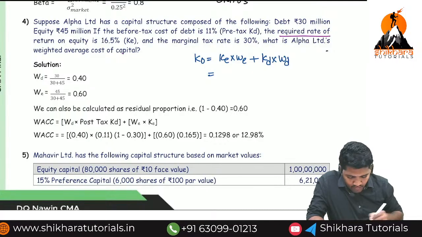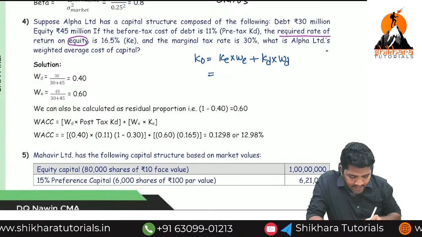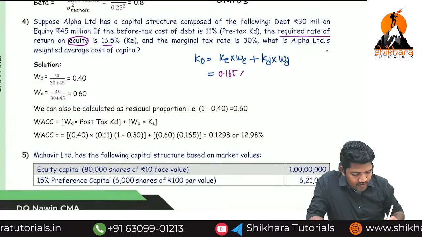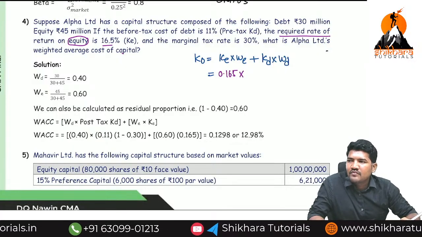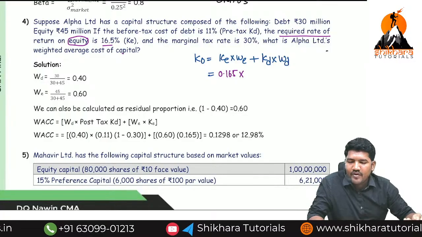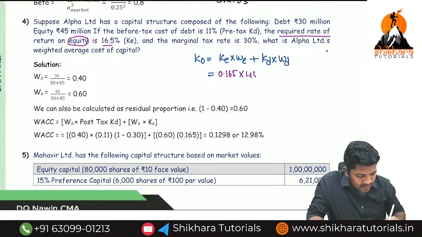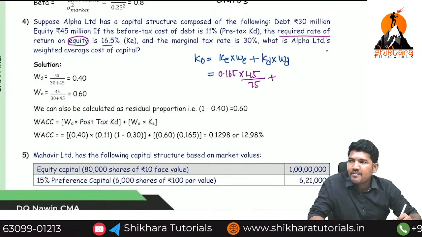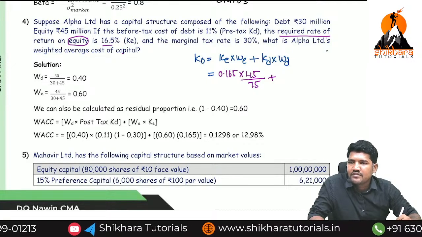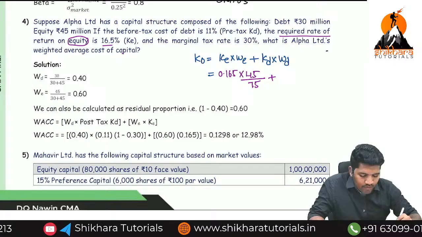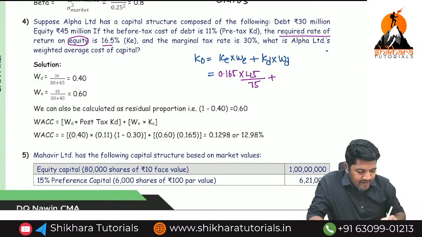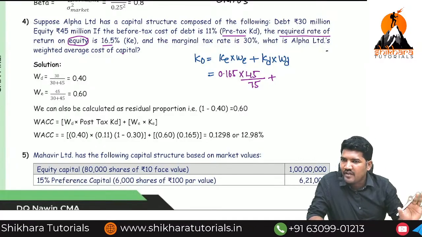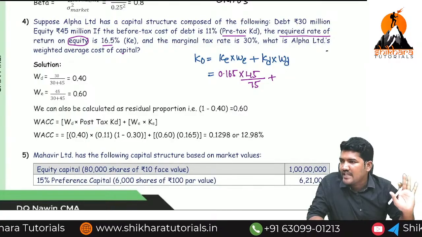Now, cost of equity is given in the question directly. The required return on equity is 16.5%, so 0.165. How to calculate the weight of equity? Amount of equity share capital divided by capital employed. So 45 divided by 75, plus KD, 11% into 1 minus tax. They specified here what? Pre-tax. Even if they are not specified, we assume it is pre-tax, unless they specify it is post-tax.